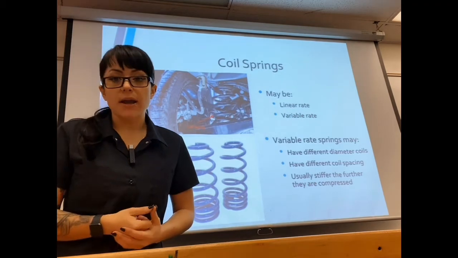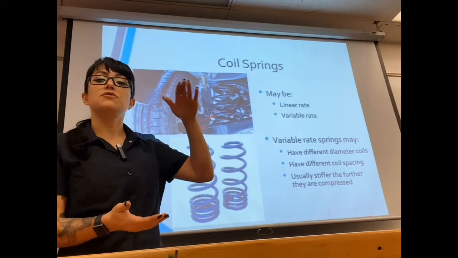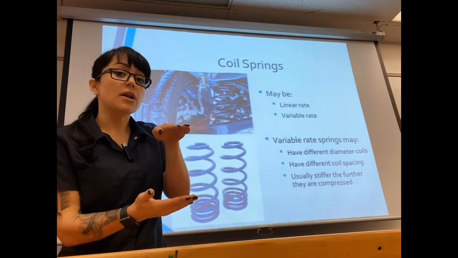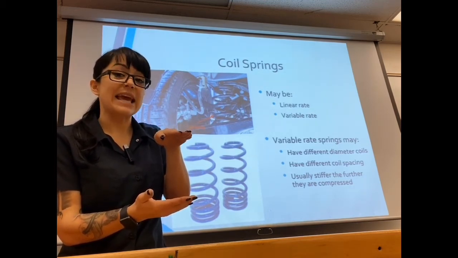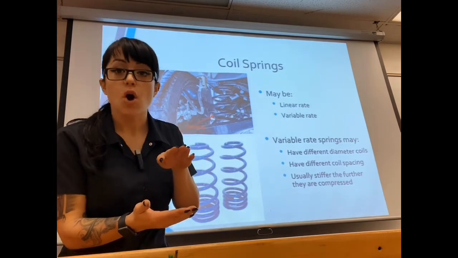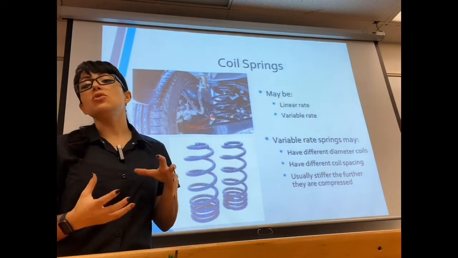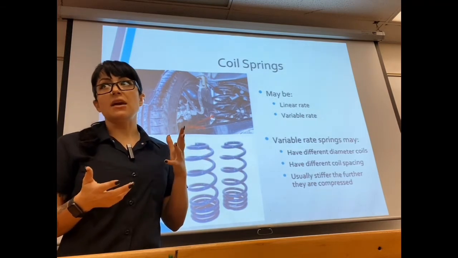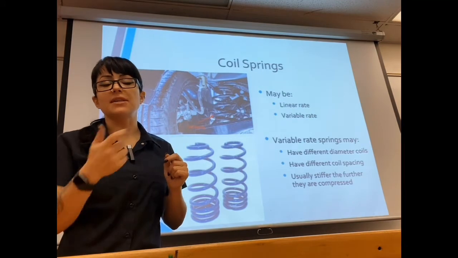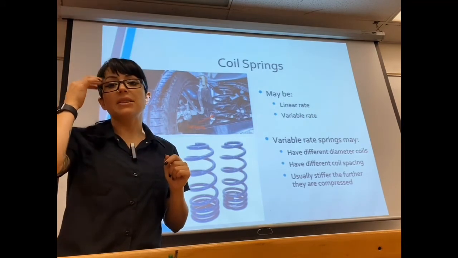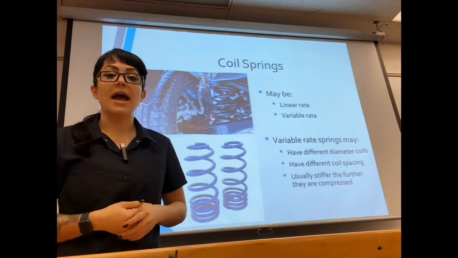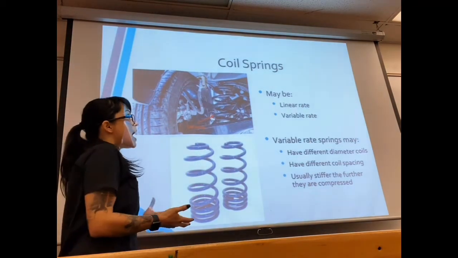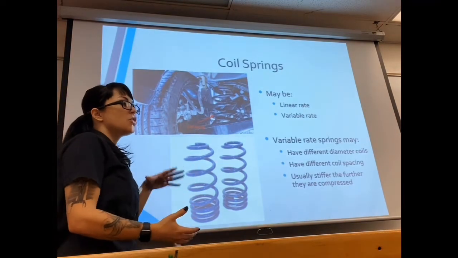A variable rate spring might be, okay, to compress the spring the first inch, it will take 100 pounds. But if you want to compress it an additional inch, it's going to take an additional 200 pounds or 300 pounds. And usually variable rate springs will get stiffer as they compress more. But how do you do that? How do you make a spring act differently the more it compresses?